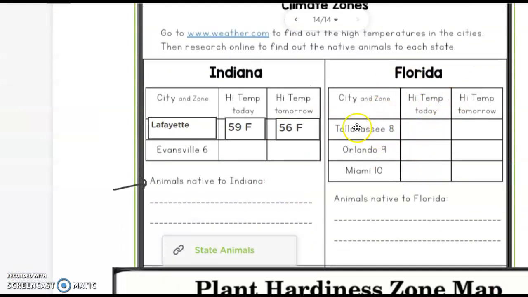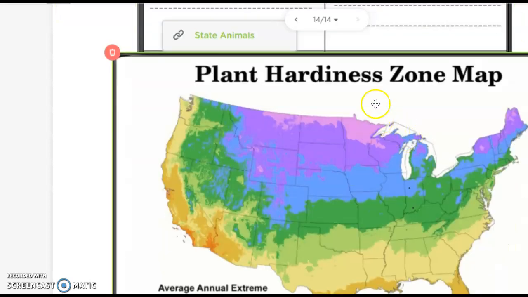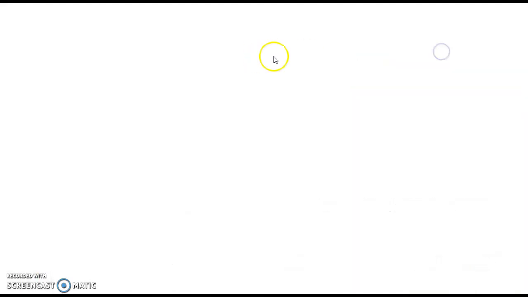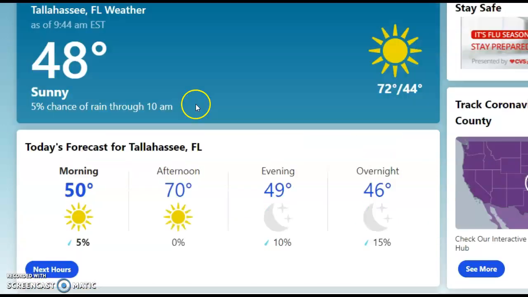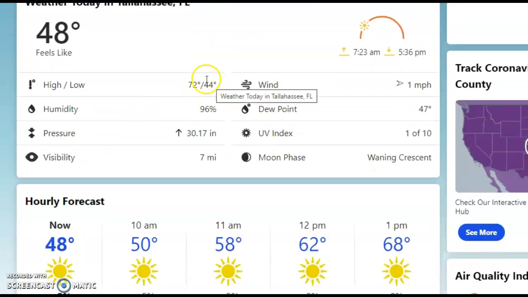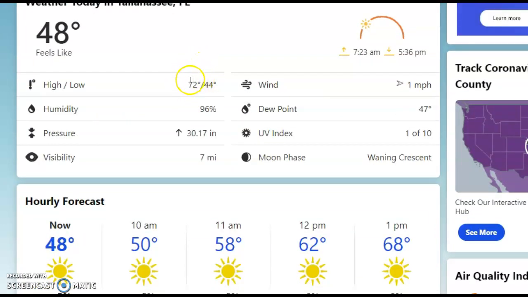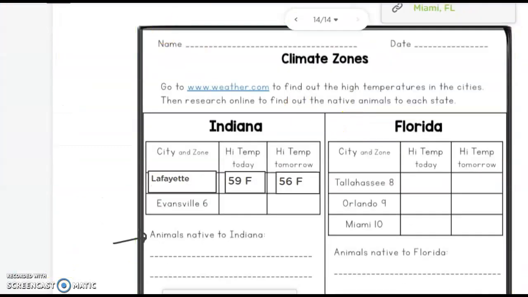For the second part, I'll do the first one with you, and then you'll have to do the next two on your own. You can click on the link for Tallahassee, which is in northern Florida. And we'll scroll down until we see the low and high. The low is 44 and then the high is 72. And I'll go back to my class page and write in my high for today, which is 72 degrees Fahrenheit.